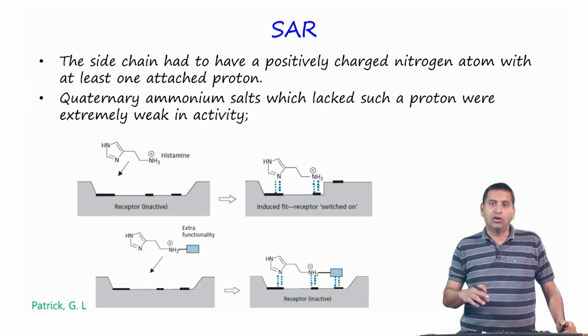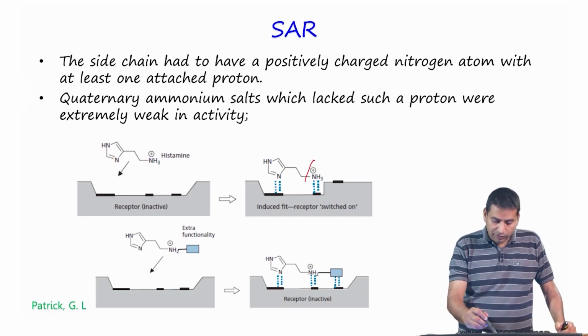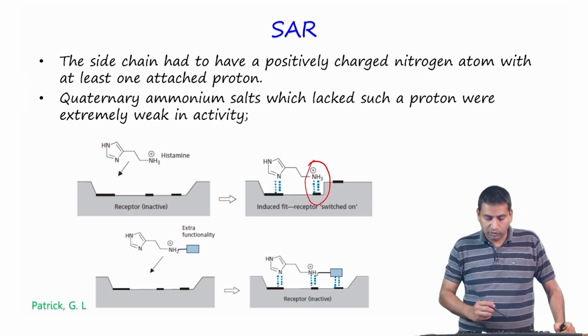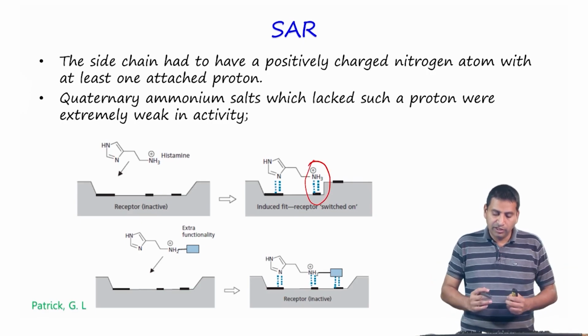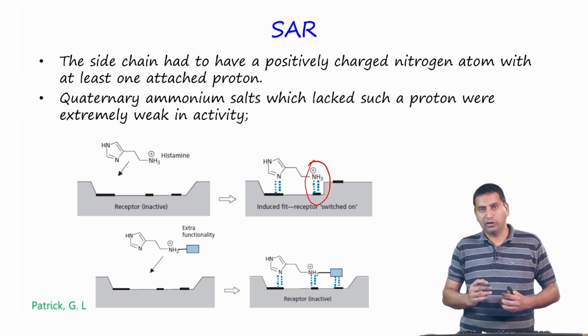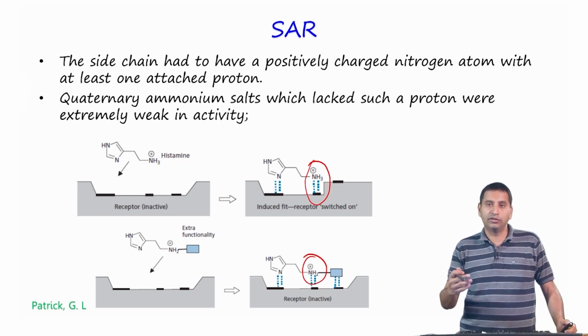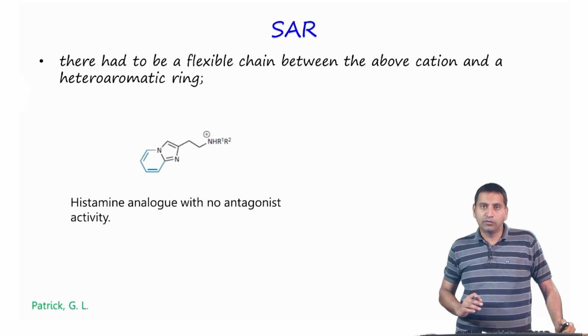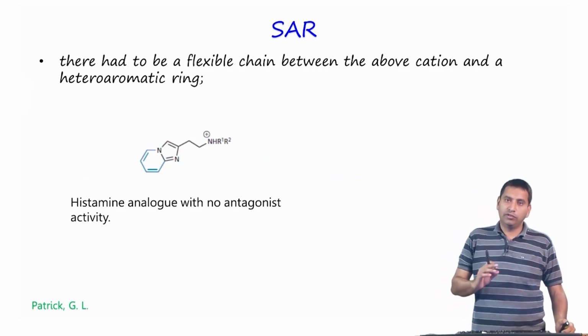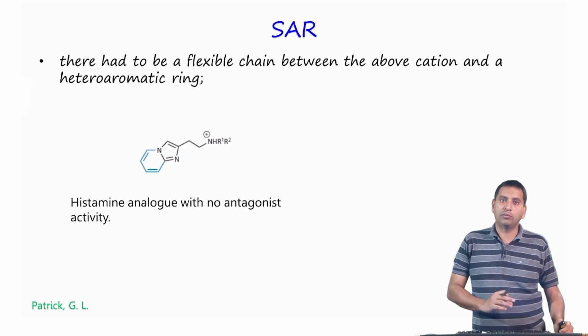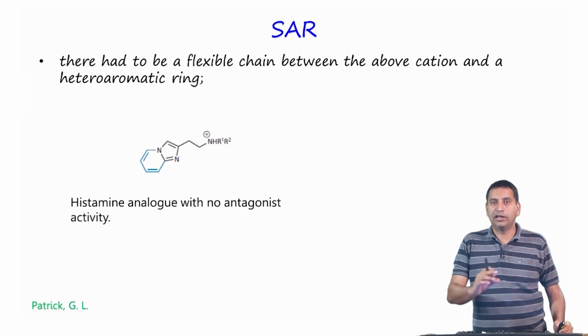So, the side chain of histamine is positively charged, and it must bind to the receptor site in the following manner. When the ammonium ion binds to one part of the receptor, you have an induced fit, which then results in the signaling molecule. The quaternary ammonium salts, which lacked the proton, were extremely weak in activity. The next part of the SAR involved the flexible chain between the above cation and the heteroaromatic ring. When the chain was less flexible, again it was not active.